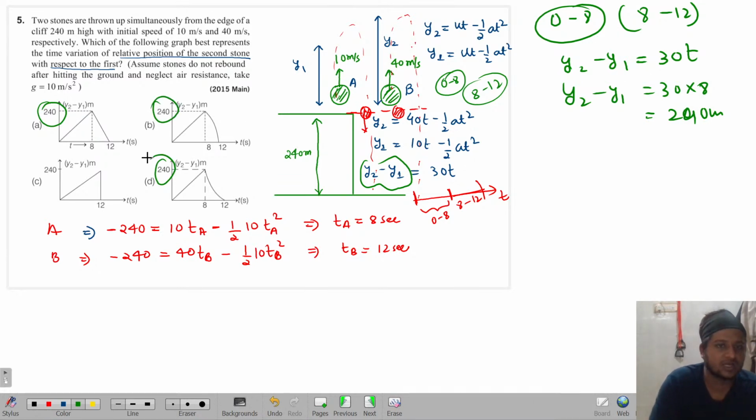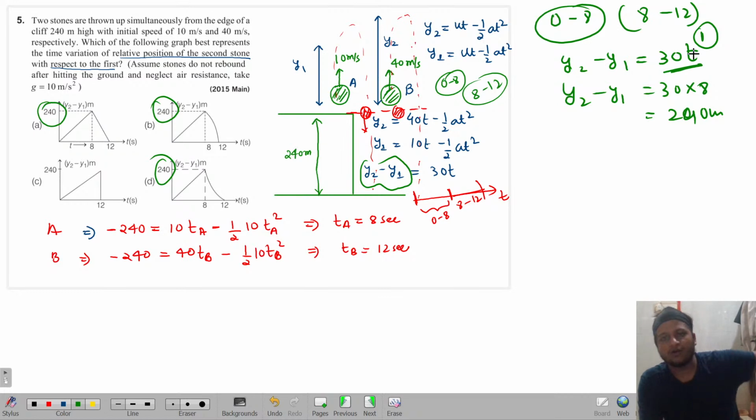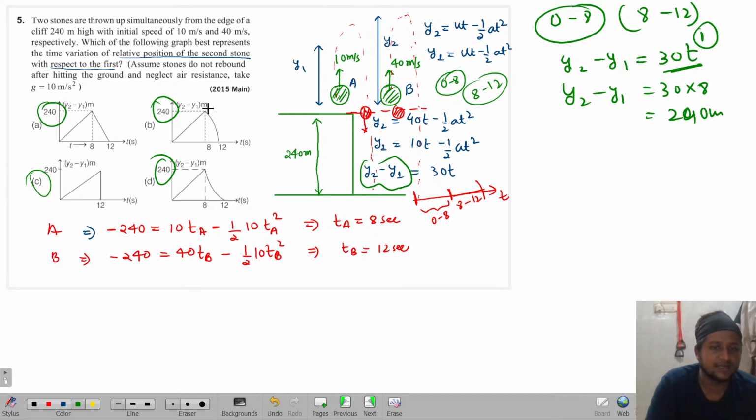0 to 8 second you got the graph. It will be a linear graph because try to see Y2 minus Y1 is varying with time only with the power 1. The power of t is equal to what? 1 over here. So the difference of Y2 minus Y1 varies linearly with time. So for all the four graphs, it is correct. Y2 minus Y1 varies linearly with time and also at 8 second it is showing 240 meters. But after that try to see 8 to 12 second now.